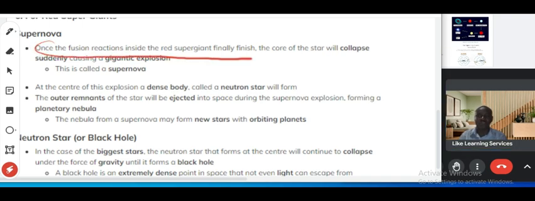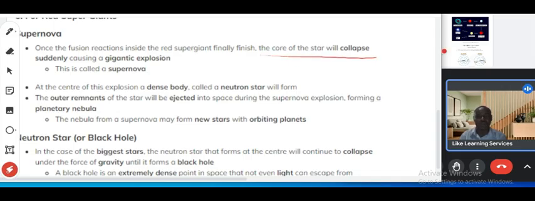Once the fusion reaction inside the red supergiant finally finishes, the core of the star will collapse suddenly, causing a gigantic explosion, which is called a supernova. At the center of this explosion, a dense body called a neutron star will form. Now I said the neutron star consists of just neutrons. The outer remnants of the star will be ejected into space. Remember I told you that our sun is even a product of a previous star.